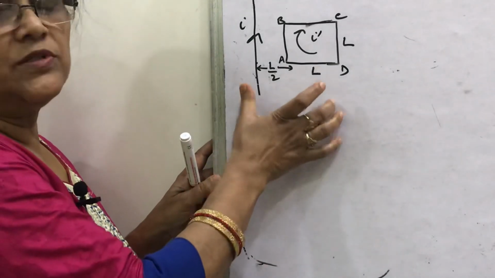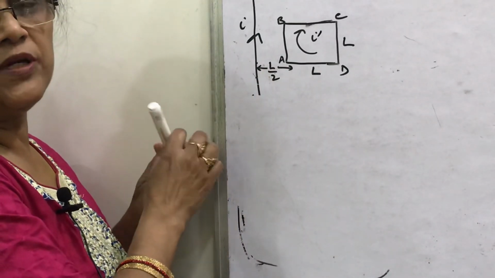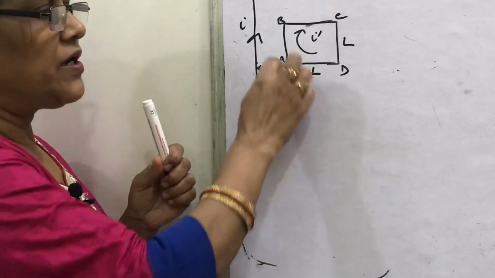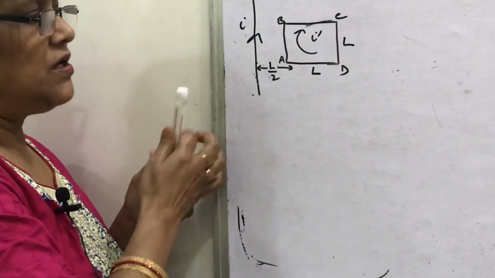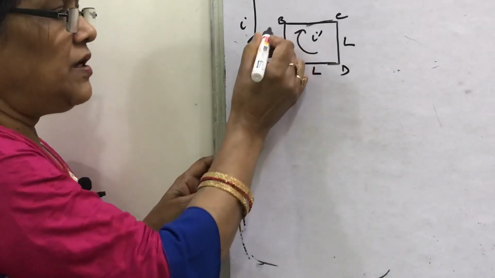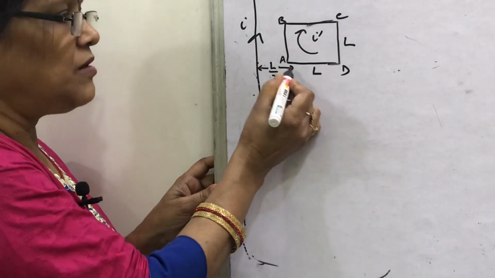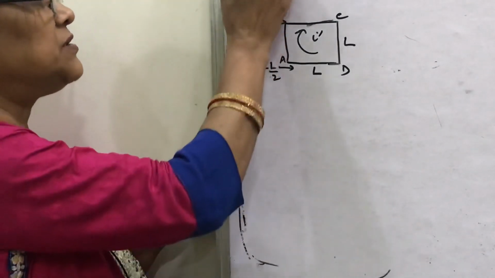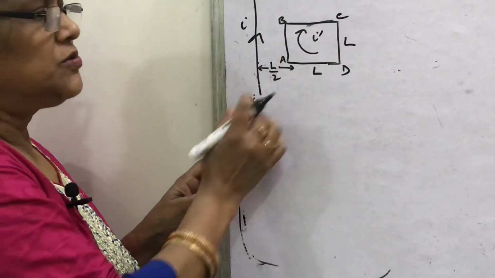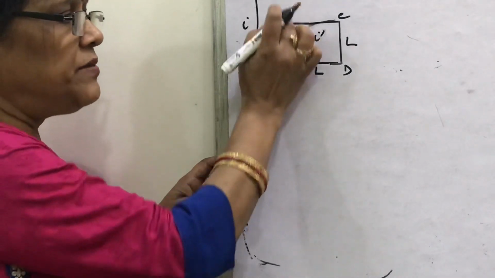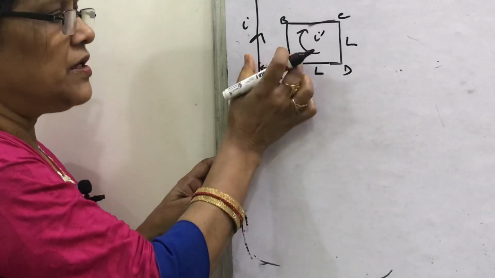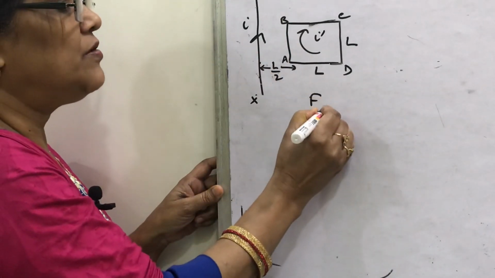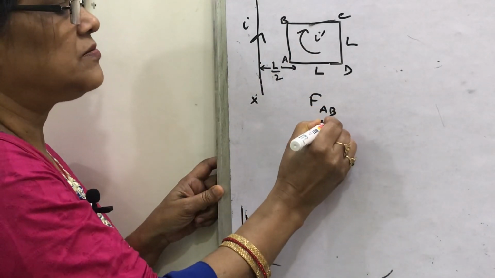Find the net force on the loop. What will be the net force on the loop? See the logic. If the current flows in this direction, then AB is at a distance L by 2 from the long straight wire. Suppose this is named XY. So if the current flows in the same direction, then there will be attraction. So FAB will be the force of attraction.